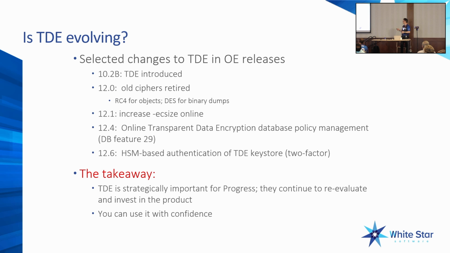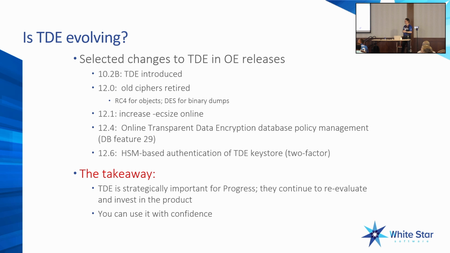I will call out one thing, which I think is even more important than all the features that they've added, is the features that they've taken away. In 12.0, Progress removed the RC4 cipher because it's no longer secure, as well as the DES cipher for binary dumps. So what that tells me is that they're continuing to evaluate the real security value that the product provides, and that's just essential for any such product. So that gives me peace of mind that I can use it confidently and know that my data is going to be secure, and you should feel that way too.